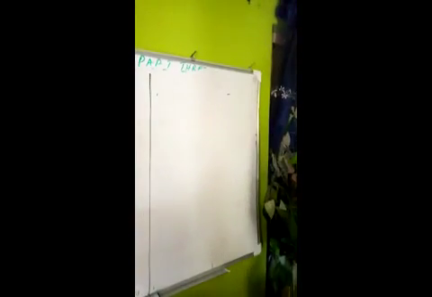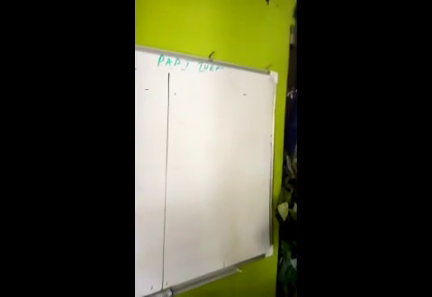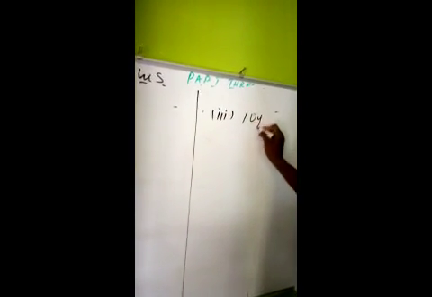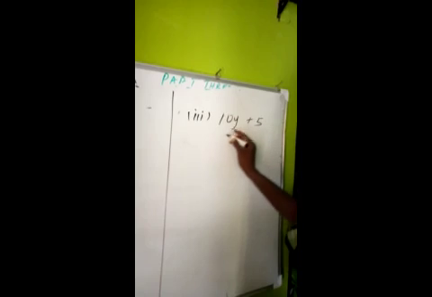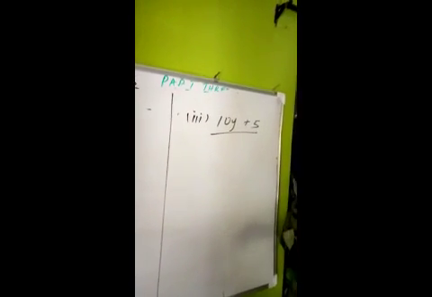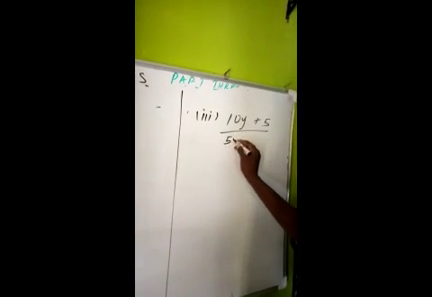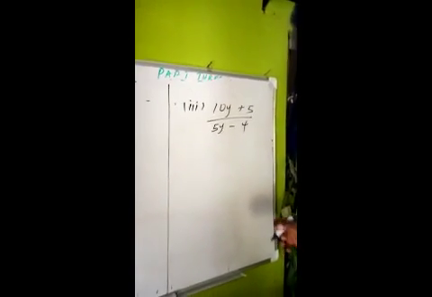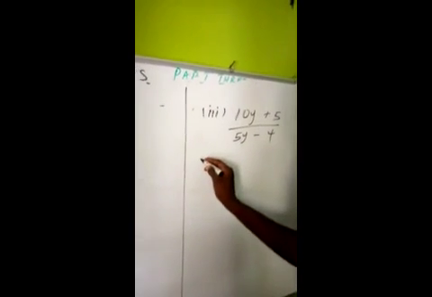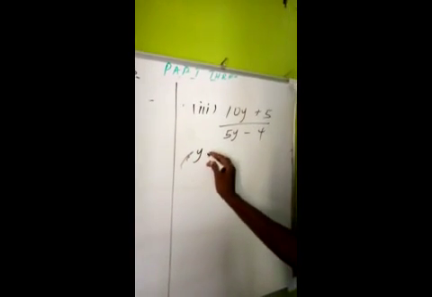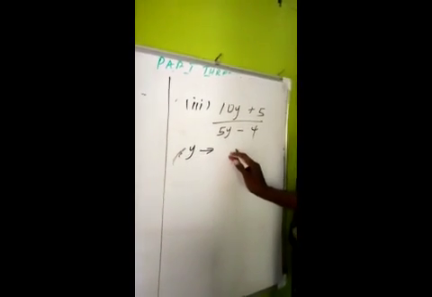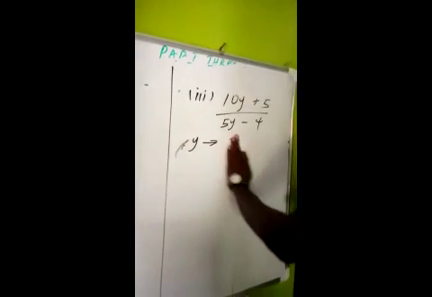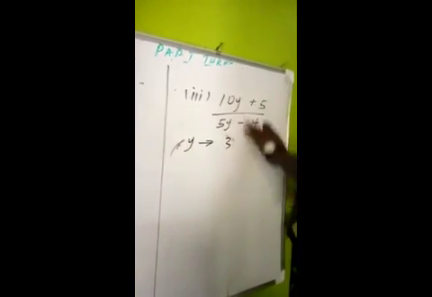Then from this point now, number 3, we have (10y + 5) divided by (5y - 4). So that is for number 3. Then say that y tends to 3, y tends to 3. So at this point I just stored.